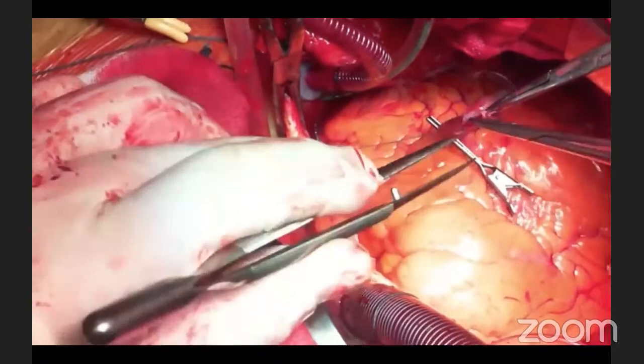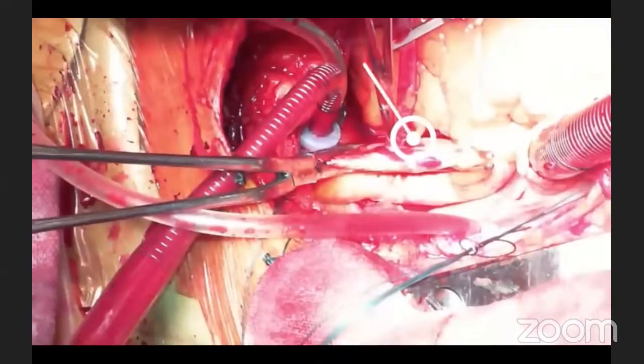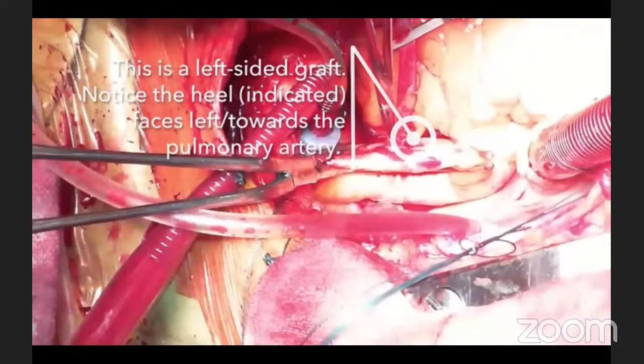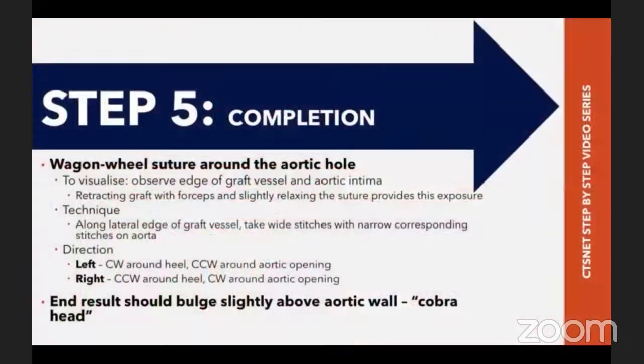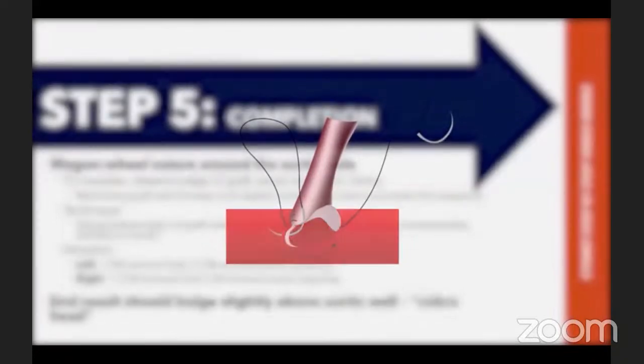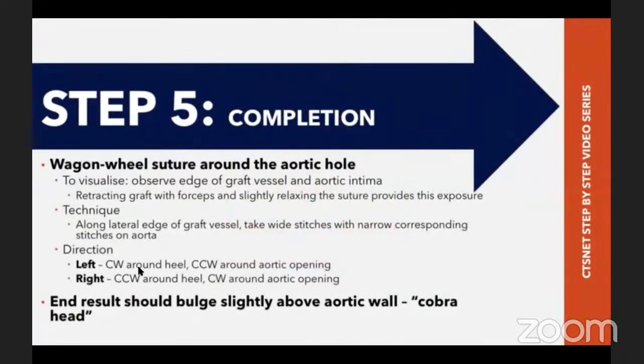After that, pull on the ends to approximate the graft to the aorta. The heel of the graft should face directly left for a left-sided graft and squarely for a right-sided graft. Now we complete the anastomosis. Complete by wagon wheel suturing around the aortic opening you've made. The aim of this is to spread the sutures out radially, thus evenly spreading the tension over the aorta. This can be accurately visualized.